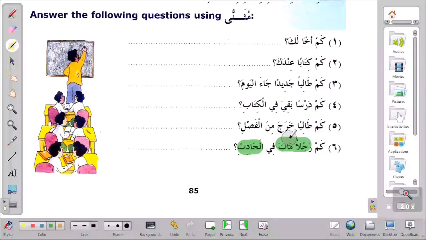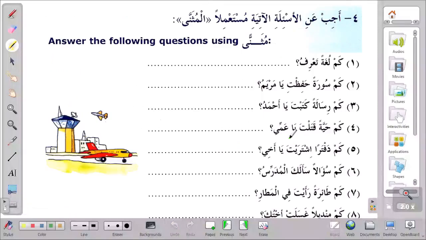So very simple. Let's look at the next one. The next one here is an exercise for us. أجب عن الأسئلة الآتية مستعملا المثنى. We should answer the following questions using musanna, the dual. The same way, we are supposed to answer using the dual again. So كم لغة تعرف؟ How many languages do you know? I want to say I know two languages. So how do I say it?